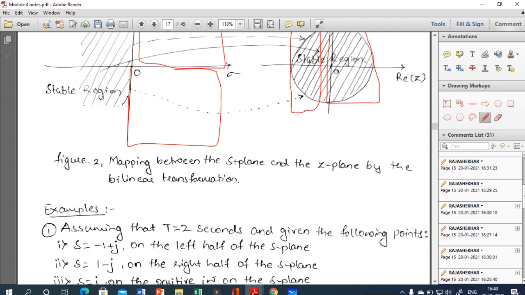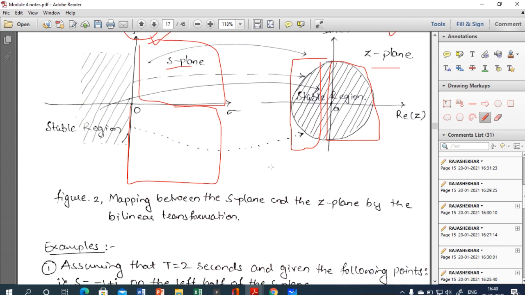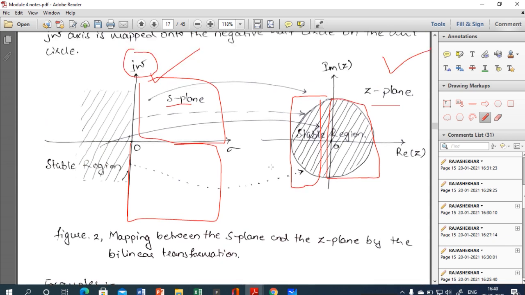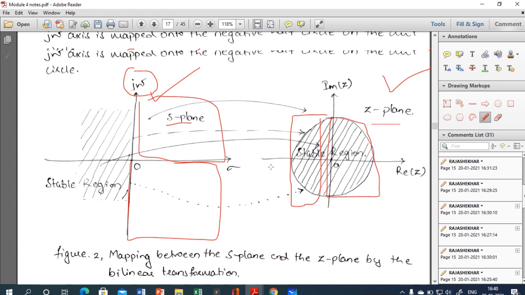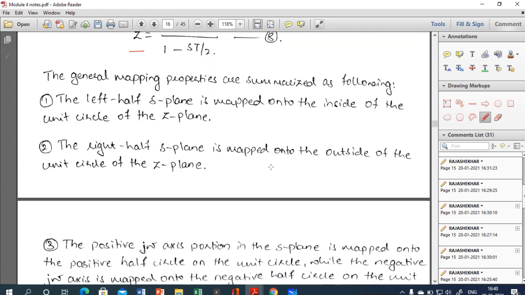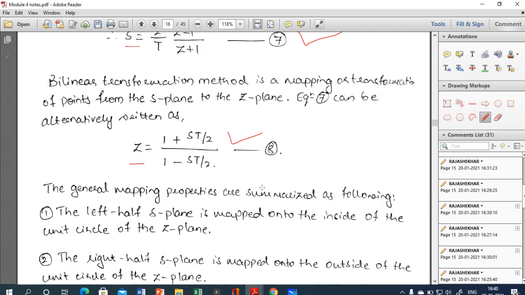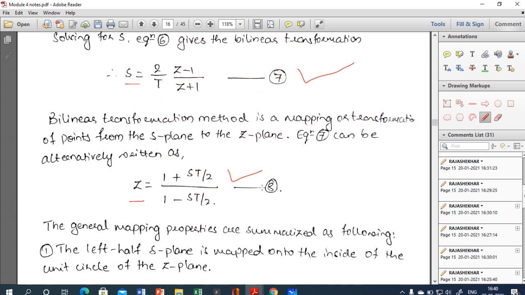Now using this concept we are going to solve some problems. Those problems we will discuss in the next video. So remember, this is the concept which I am going to use while solving the problems in bilinear transformation and frequency warping. Hope it is clear for everyone. In the next video we will discuss two problems. The remaining you have to solve on your own because they are similar to the previous two problems.